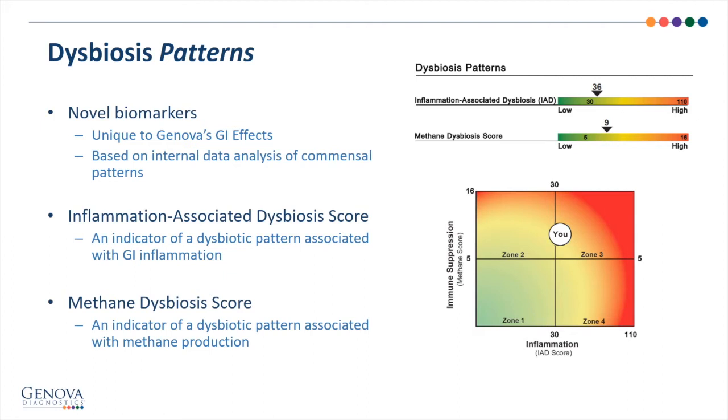Levels over 30 suggest a bacterial pattern that is suggestive of inflammation. Doesn't necessarily mean there's inflammatory biomarkers on hand, but just that the pattern of bacteria is one that is alike in people with inflammation in their gut. And the second one is the methane dysbiosis score, which is an indication of a different type of dysbiotic pattern that's therefore associated with methane production. And so this can tell us a little bit about information around whether that microbiome is likely to be producing methane, which we know is associated with slow transit time, constipation, and some other types of downstream effects.